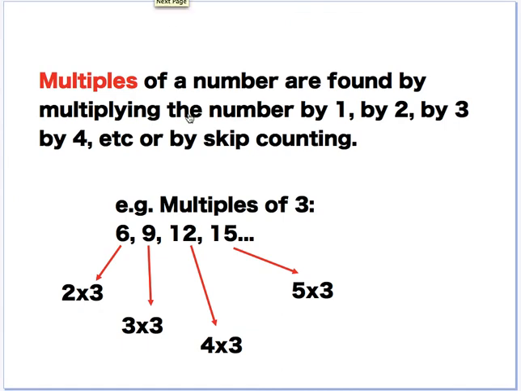Multiples of a number are found by multiplying the number by 1, by 2, by 3, or by 4, or by skip counting. So if I ask, what are the multiples of 3? You'd say 1 times 3 is 3, 2 times 3 is 6, 3 times 3 is 9, 4 times 3 is 12, 5 times 3 is 15, 6 times 3 is 18. You're just skip counting: 3, 6, 9, 12, 15, 18, 21, 24, and on and on and on. Those are all multiples of 3.